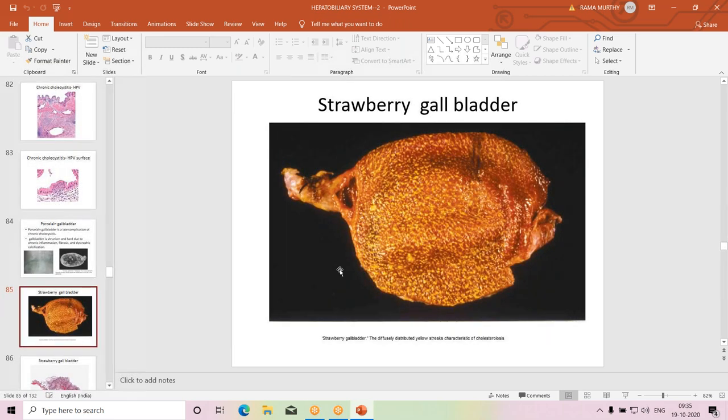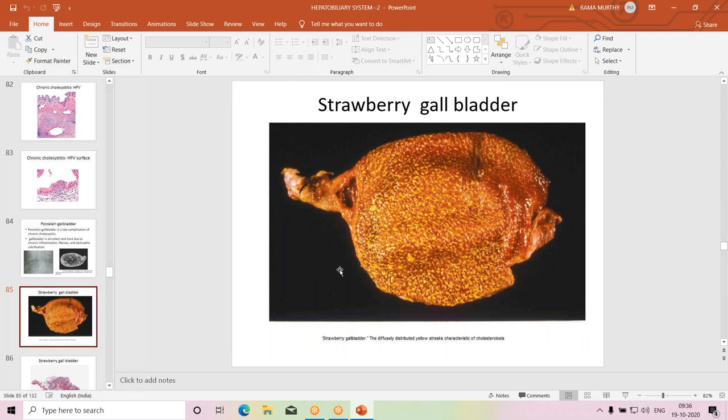Another interesting condition, a variant of chronic cholecystitis, is strawberry gallbladder. The mucosa shows a tiger skin appearance with yellow stripes and specks. So this is the mucosal appearance in strawberry gallbladder.